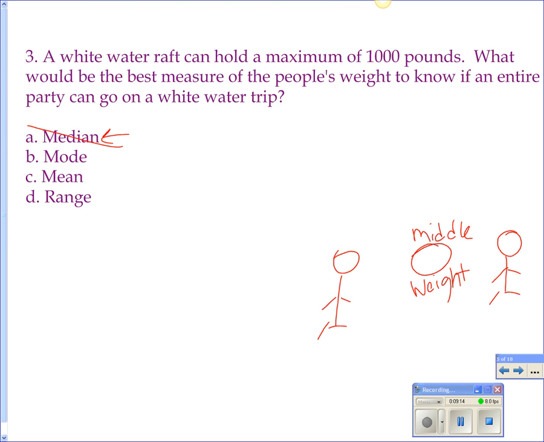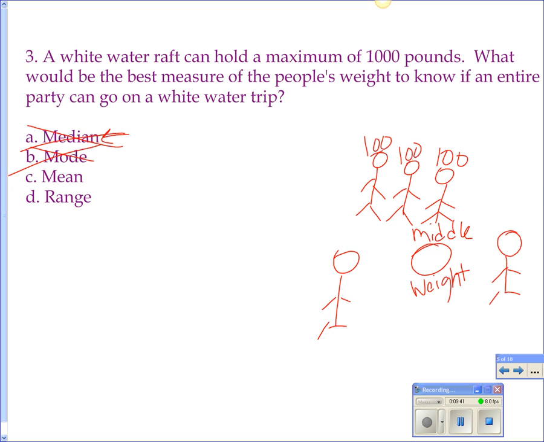What about the mode? What does the mode tell me? The most. All right, so it's the weight that occurs the most. So let's say I have 3 people who weigh 100 pounds each. Does it tell me about the other people on the raft? No, still doesn't tell me about the other people.